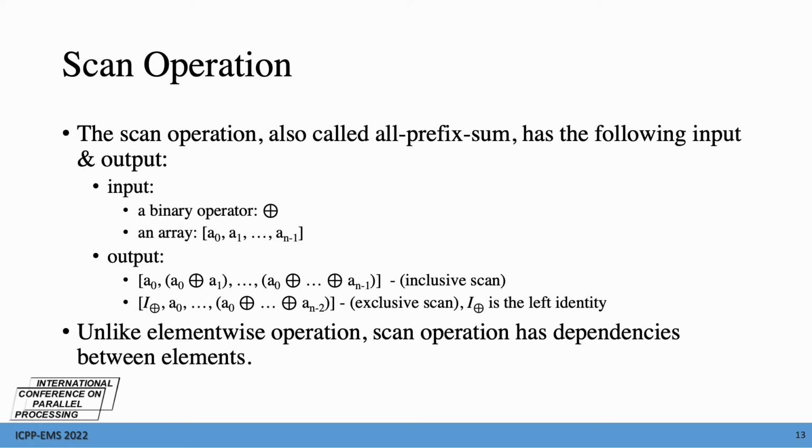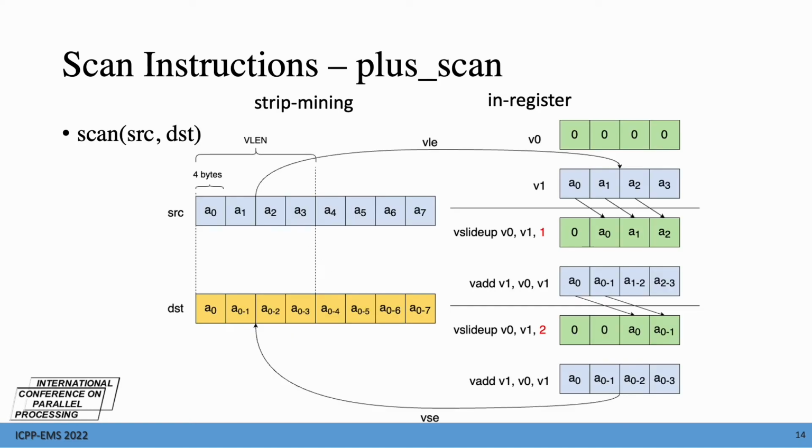Unlike element-wise operation, scan operation has dependency between elements. Here is an example of scan instructions, the plus scan instruction. First, we load the elements by the vector load instruction. Second, we slide up the vector by one offset and get a new vector. Third, we add the original vector and the new vector together. Now, every element sums their previous elements.